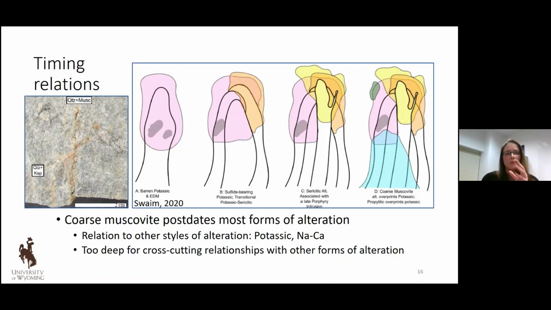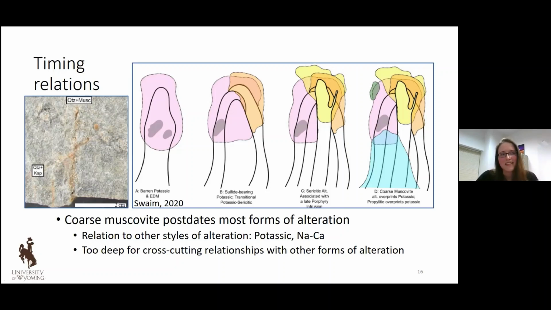What we can say where we do have good cross-cutting relations is that typically the coarse muscovite postdates the bottom of the potassic alteration zone. So there's an image here on the left where we have a nice sulfide-bearing quartz K-feldspar vein that has been cut and offset by a later coarse muscovite and quartz vein. And this is a pattern that we've seen in a handful of districts.